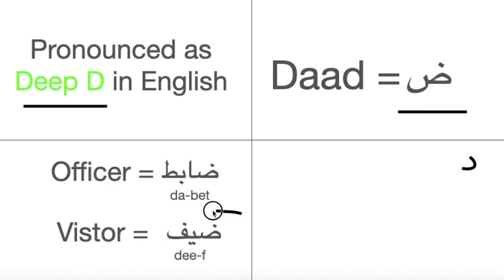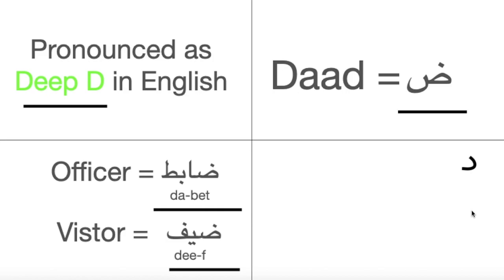As in Dabit. Dad, Alif, Ba, Ta. Dabit means officer. I didn't say Dabit with a regular D because I start with Dad, not Dal. And Dayf. Dad, Ye, Fa. Dayf means visitor.